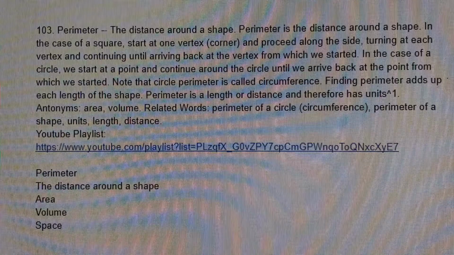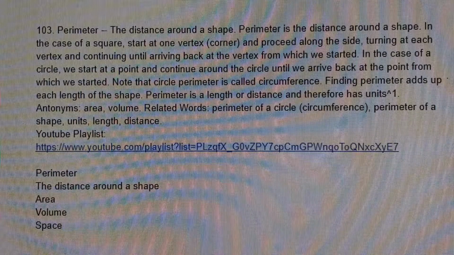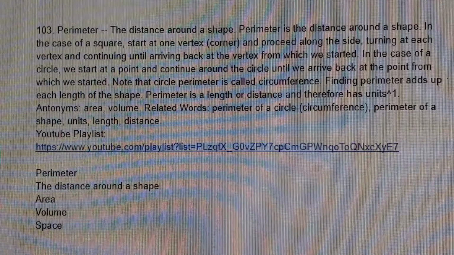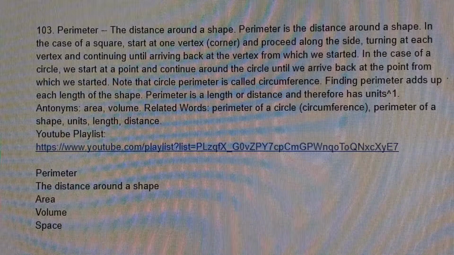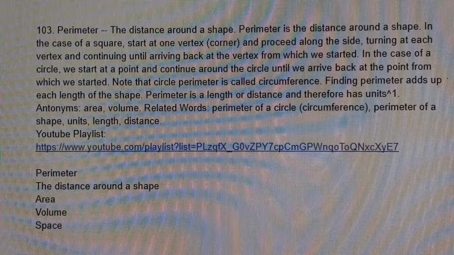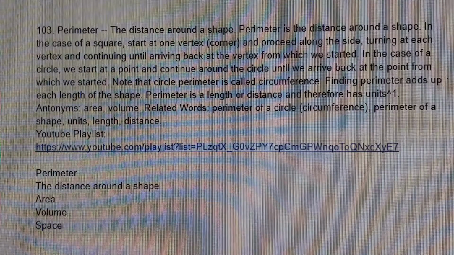Antonyms: area, volume. Related words: perimeter of a circle (circumference). Perimeter of a shape: units, length, distance.